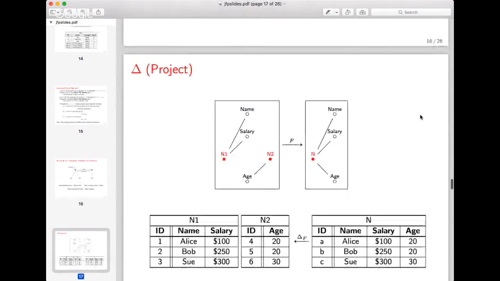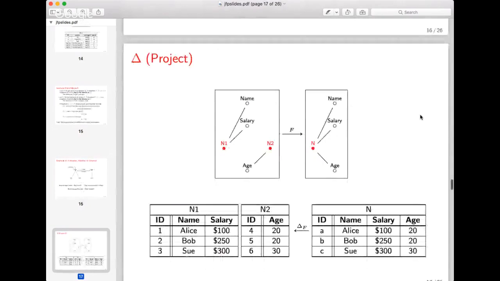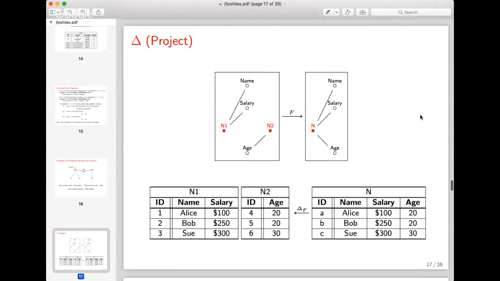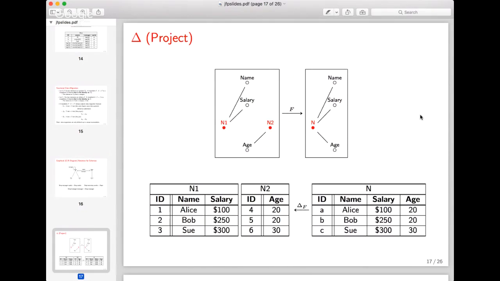I'll describe what these delta, sigma, and pi look like using this notation, and also using tables, using term models rather than equational theories, because it's easier to understand the meaning of these things when working with tables rather than big sets of equations. So anyway, here is a schema mapping F.